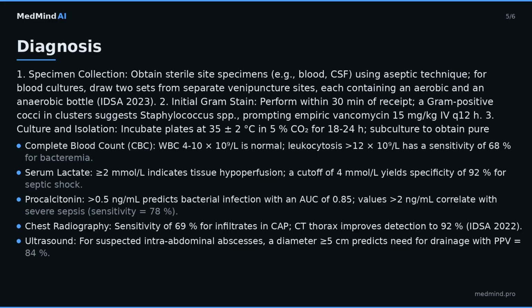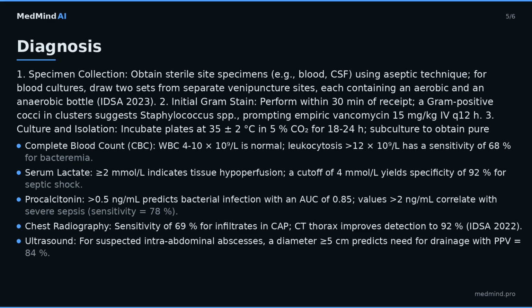Diagnosis. 1. Specimen collection. Obtain sterile site specimens, e.g., blood, CSF, using an aseptic technique. For blood cultures, draw 2 sets from separate venipuncture sites, each containing an aerobic and an anaerobic bottle. IDSA 2023. 2. Initial Gram stain. Perform within 30 minutes of receipt. Gram-positive cocci in clusters suggests Staphylococcus spp, prompting empiric vancomycin 15 mg per kilogram every 12 hours.